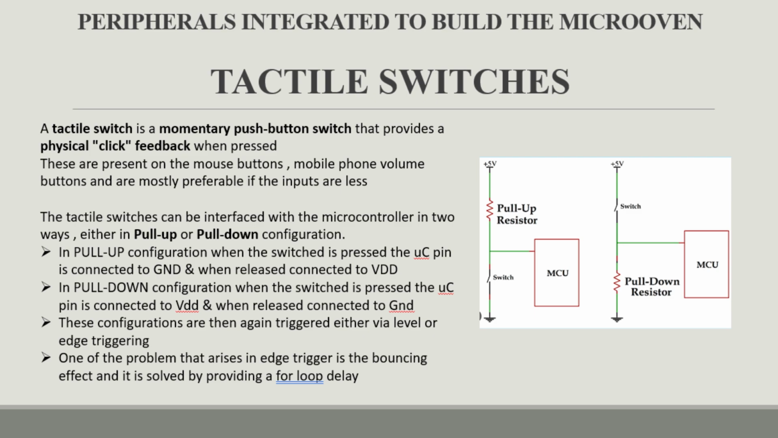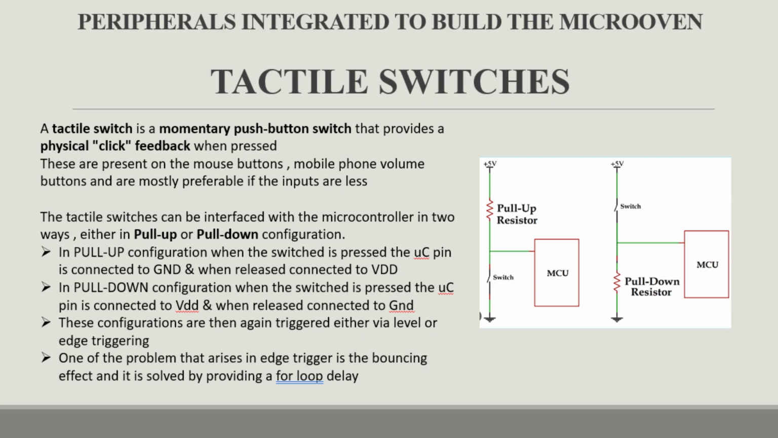In the pull up configuration, when the switch is pressed, the microcontroller pin is connected to the ground, that is logic 0, and when the switch is released, the pin is connected to VDD, that is logic 1, via the pull up resistor. Whereas in pull down configuration, when the switch is pressed, the microcontroller pin is connected to VDD, that is logic 1, and when the switch is released, the pin is connected to ground, logic 0, via the pull down resistor.